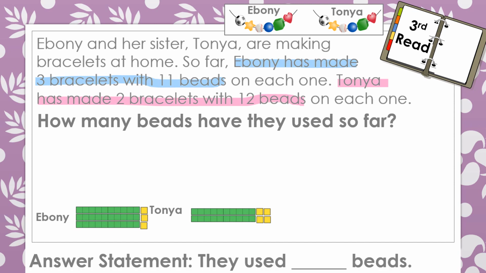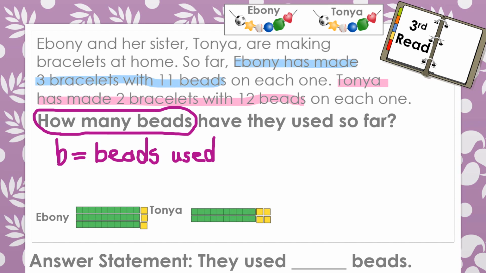Let's create our answer statement. They used blank beads. To represent how many beads, which is what we are looking for, we will use the letter B. B equals beads used.